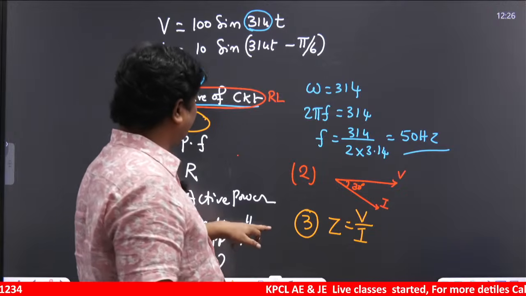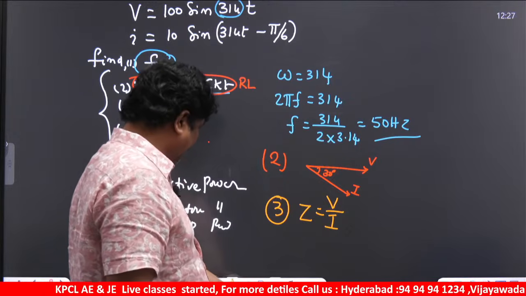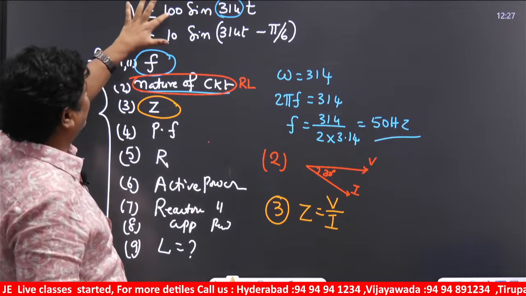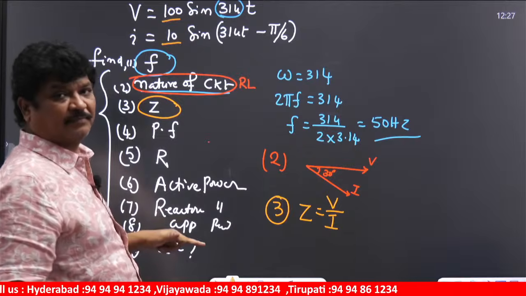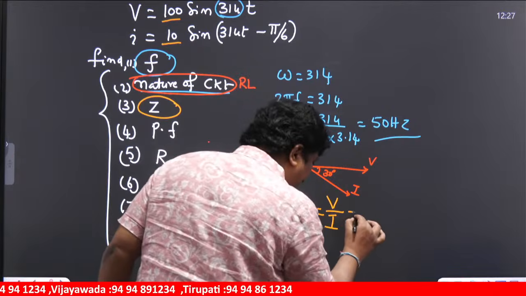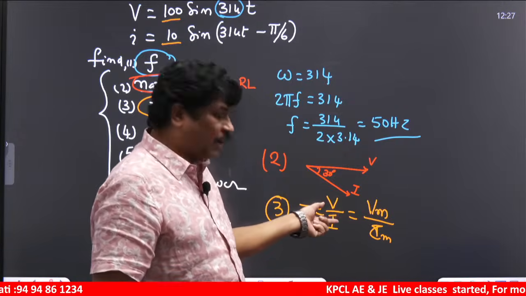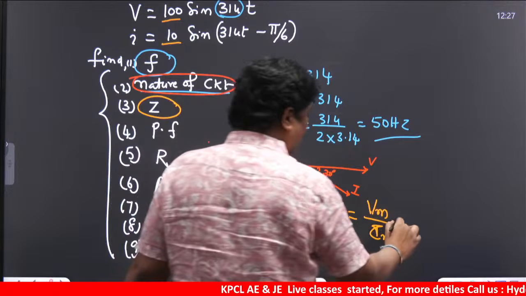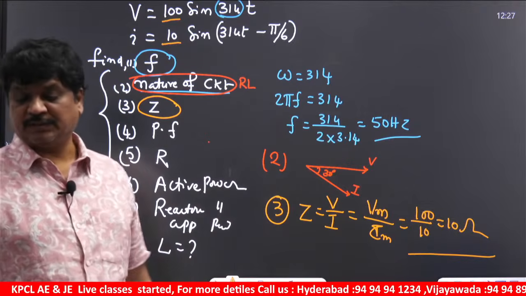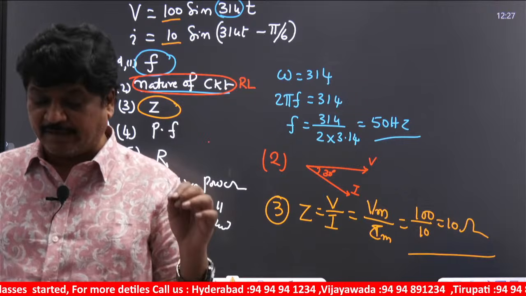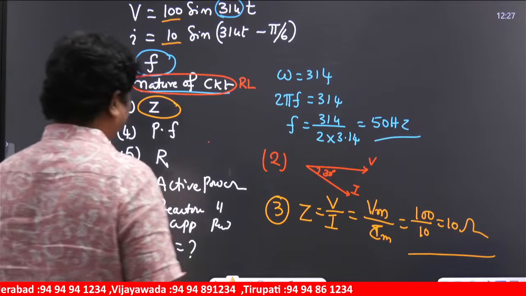So here V by I means V by I, but it is VM, it is IM, not RMS values. This also can be written as VM by IM. Both are same. If these two are maximum, if these two are RMS, it's not a problem. Now, 100 by 10, that is equal to 10 ohms. Z is equal to 10 ohms. It is a very, very important question. Are you okay? Next.